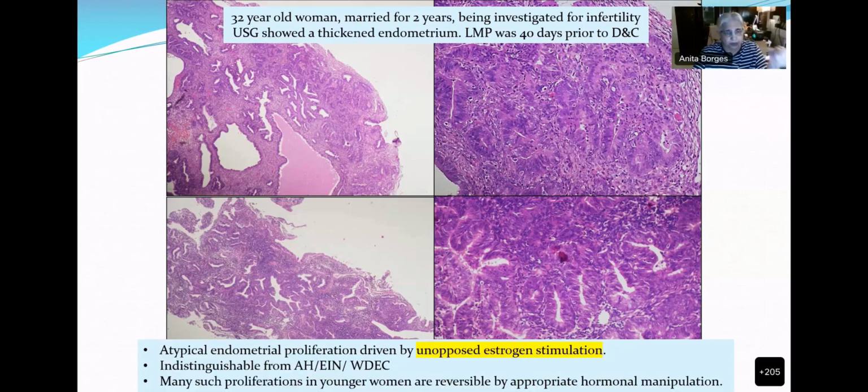It is indistinguishable from AEH/EIN, and if we don't have the myometrium, which we are not likely to get because you can't do a TCR, it could also be a well-differentiated endometrial carcinoma. There may be, because you can't tell the difference between EIN and WDEC in most of these curettings. Okay? And then you say that many such proliferations in young women are reversible by appropriate hormonal manipulation, and you ask whether the patient has a PCOS.